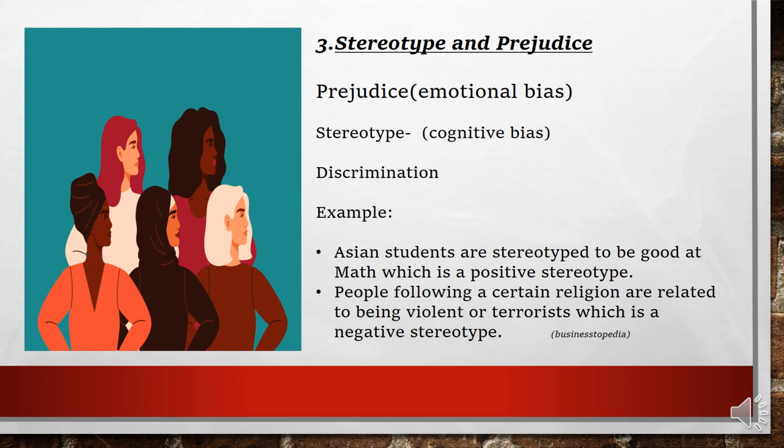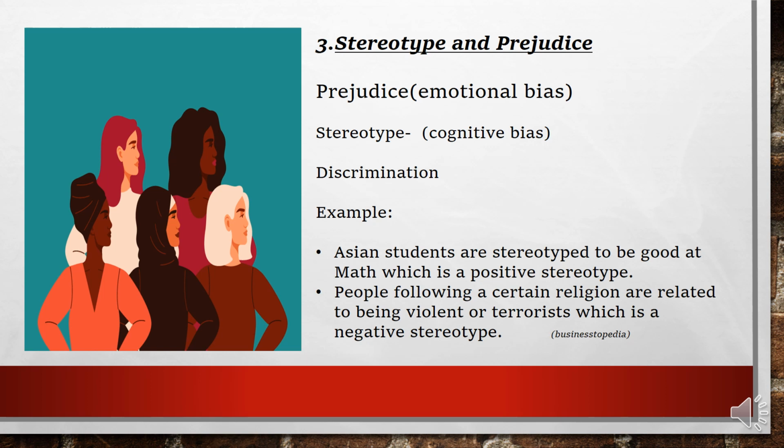So the third potential barrier is stereotype and prejudice. When we say prejudice, we are talking about emotional bias, and stereotype is cognitive bias. When we do both, that is what we call discrimination, or a form of discrimination. Now, people have many similarities and differences, and people sometimes clash because of these differences. This is very difficult to reconcile, which sometimes leads to prejudice.